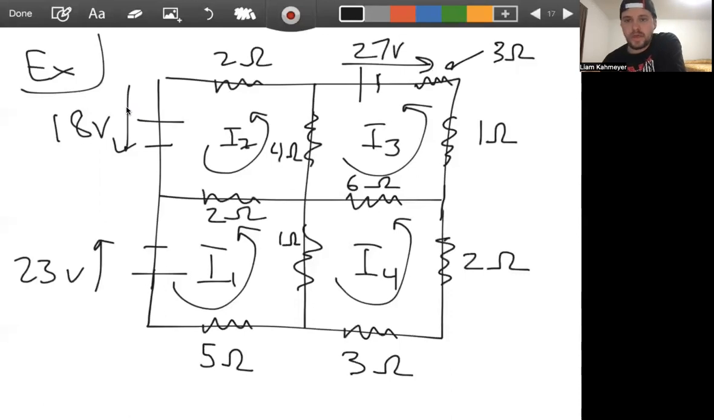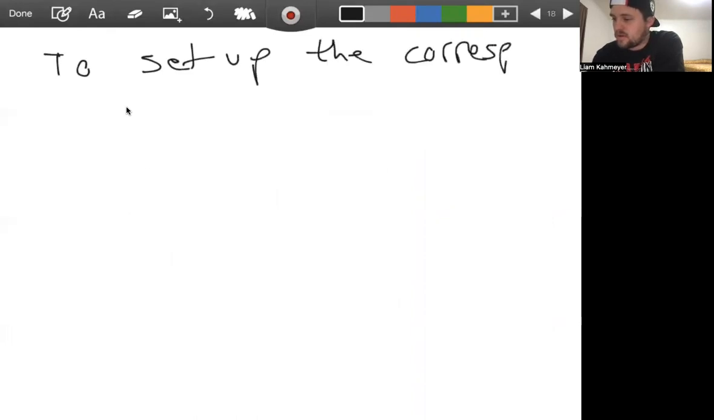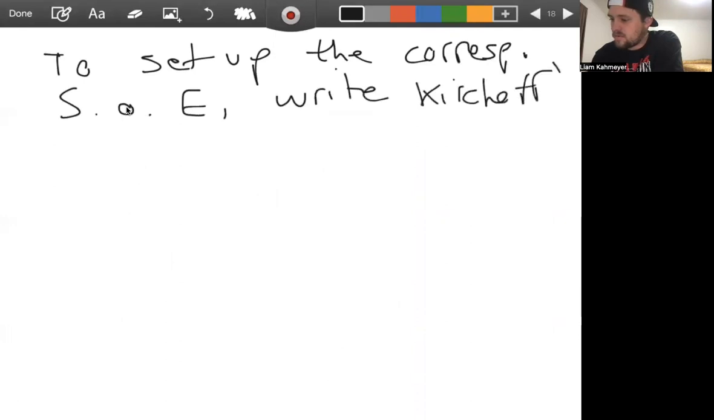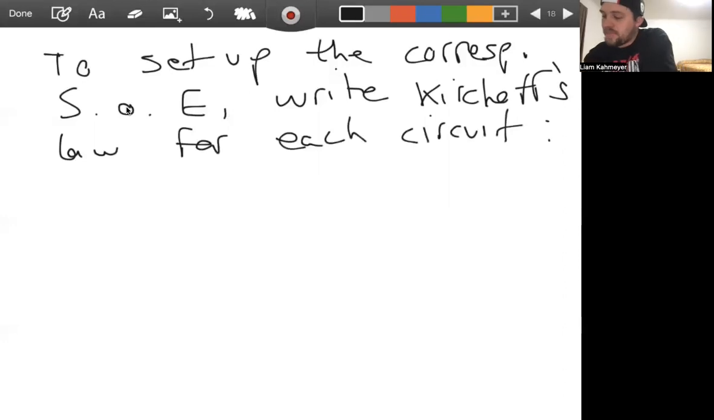Okay. So you can see, relative to the first example that I covered, this is a relatively complicated network. They can certainly get much more complicated than this. And what we're going to do to set up a system of equations is, let's just write this in words, to set up the corresponding system of equations, we will write Kirchhoff's law for each circuit.